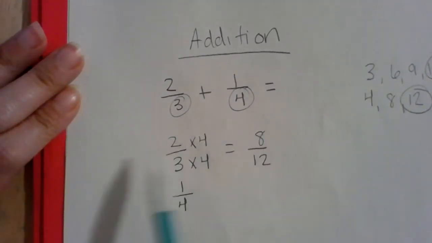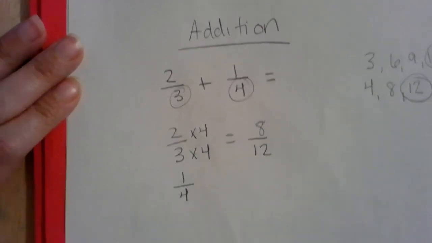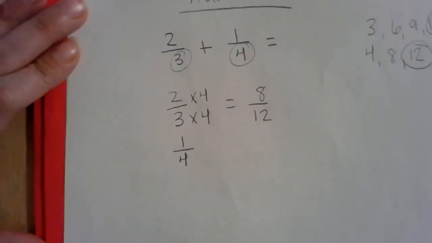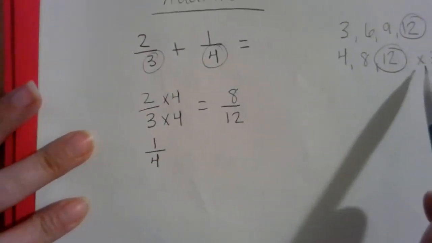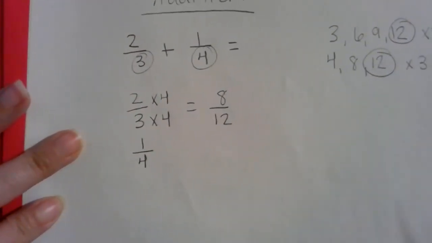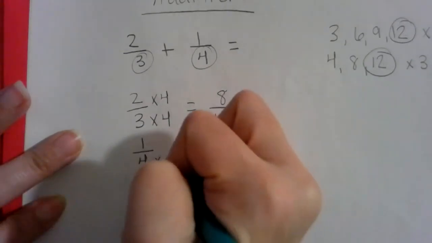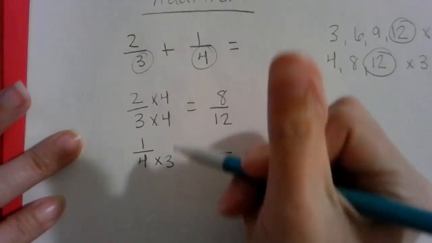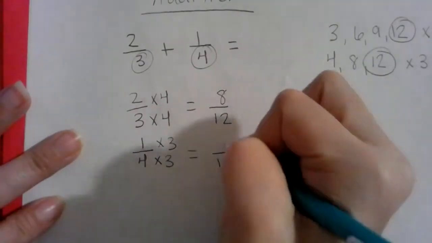These two fractions are equivalent to each other. I just changed the name of the denominator. I just changed the size of the piece, but not the value itself. And doing the same thing to my second fraction, this time multiplying by 3. Remember, our goal denominator is 12. 4 times 3. Whatever I do to the bottom, I must do to the top. 1 times 3 is 3.